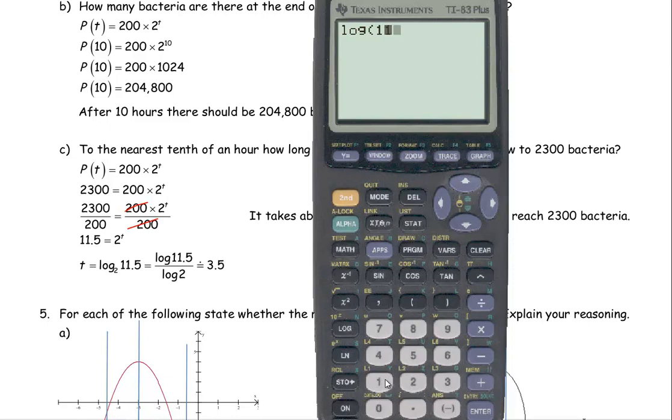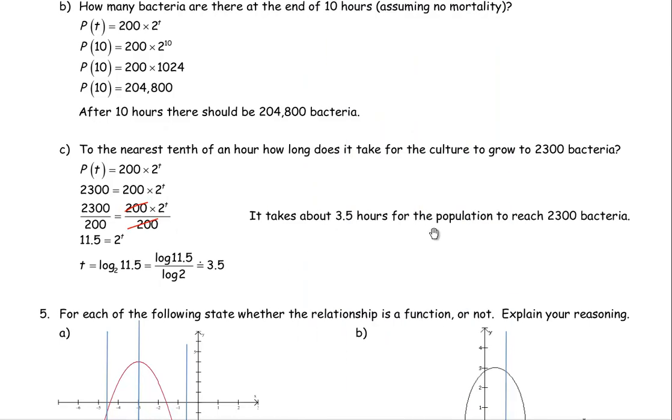Log 11.5 divided by the log of 2, and you get 3.5 hours. So it takes about 3.5 hours for the population to reach 2,300 bacteria.